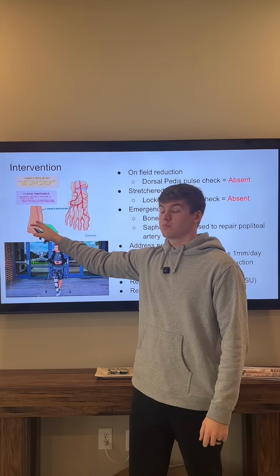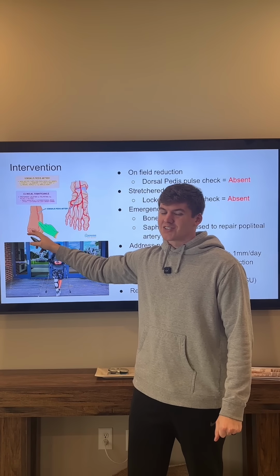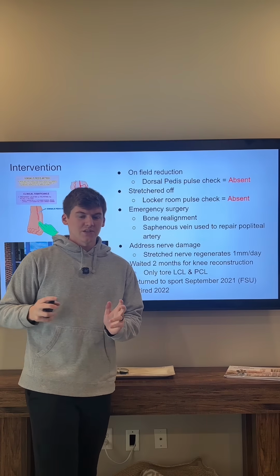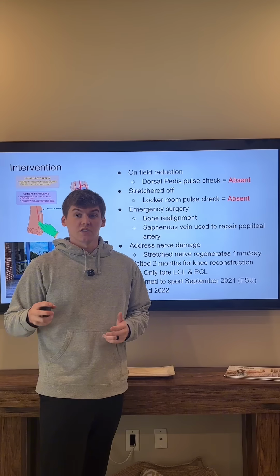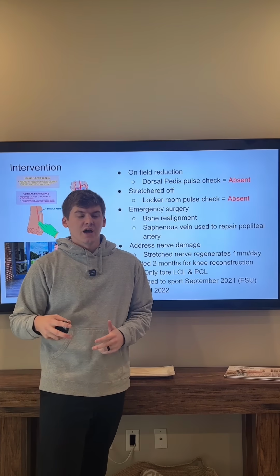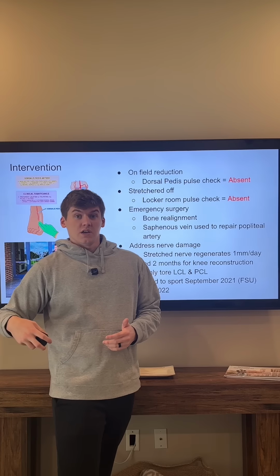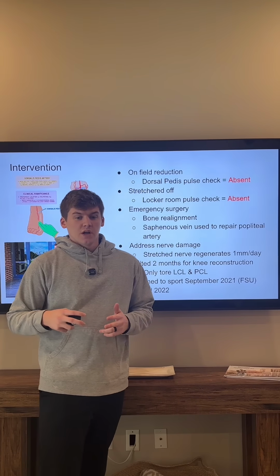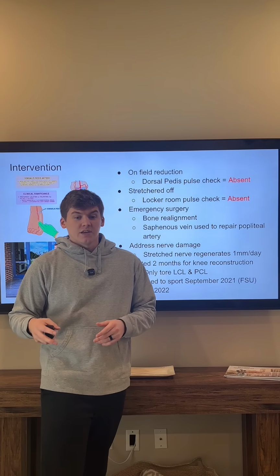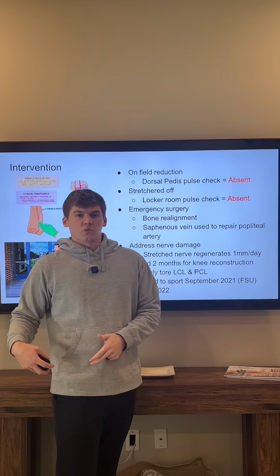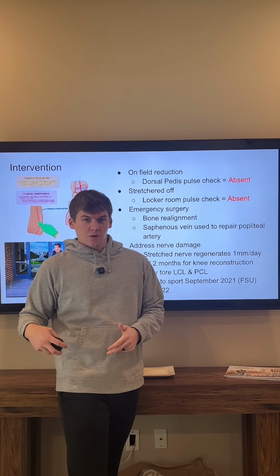And this is where the dorsalis pedis pulse is taken, here on the top of your foot, kind of close to your big toe. So they stretchered him off, took him to the locker room, did another pulse check, and again, it was absent. So they had to take him to the hospital and do emergency surgery for the artery damage here. So they first did bone realignment, and then they took his saphenous vein from his left leg and transplanted it into his right to create a new popliteal artery.